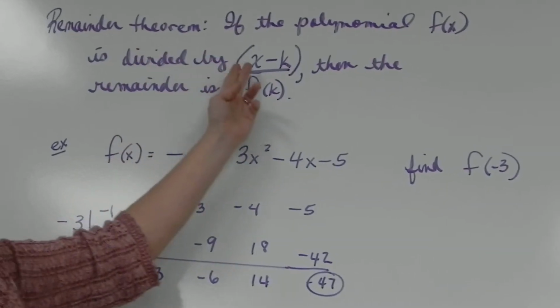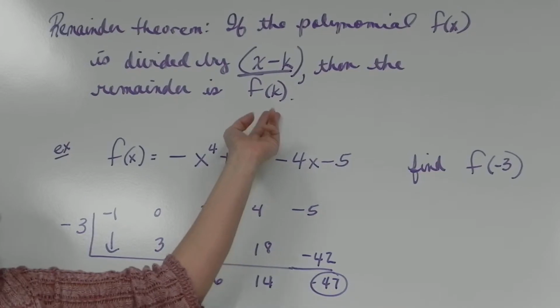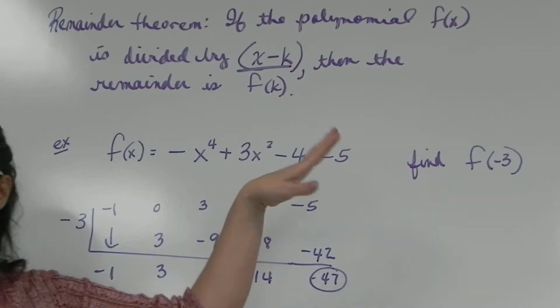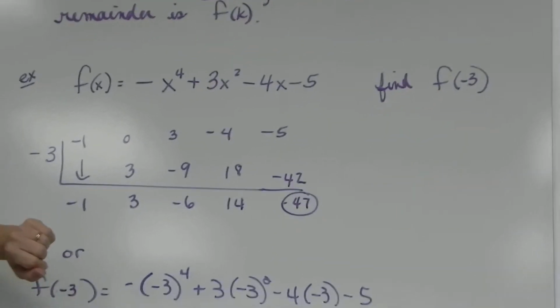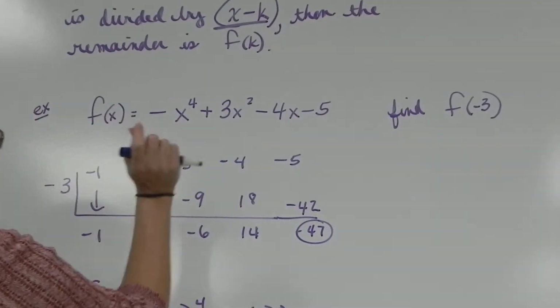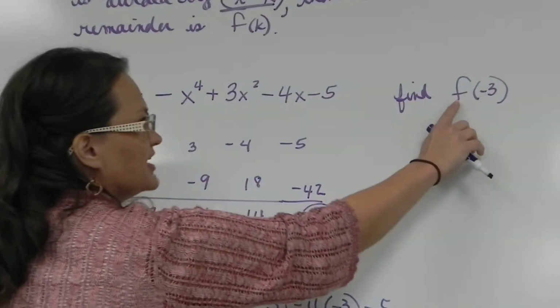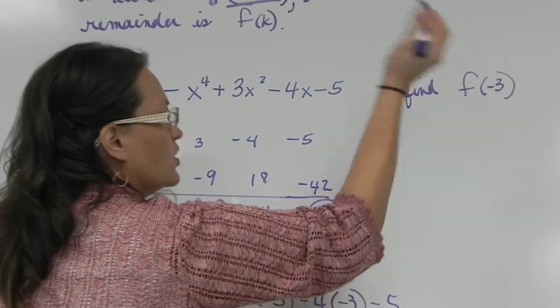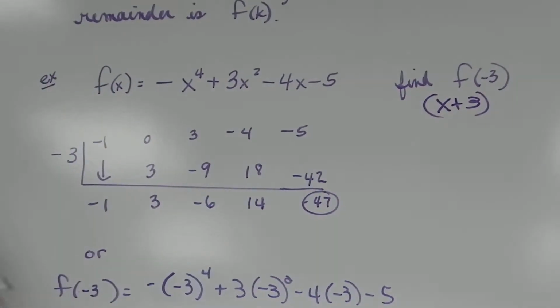All right, so if you're dividing by an x minus k, then the remainder is the same as f of k. This is just magical. Whenever you see this in synthetic division, this is really a neat theorem. So watch this. We've got this polynomial, f of x, and we're going to do our synthetic division thing to it. It says find f of negative 3, which is equivalent to dividing by x plus 3.